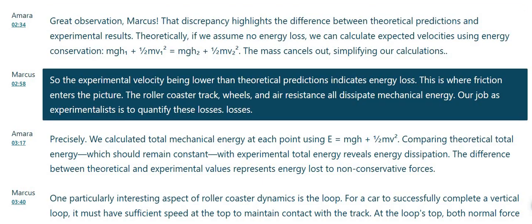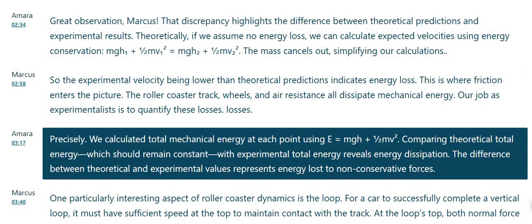So the experimental velocity being lower than theoretical predictions indicates energy loss. This is where friction enters the picture. The roller coaster track, wheels, and air resistance all dissipate mechanical energy. Our job as experimentalists is to quantify these losses. Precisely. We calculated total mechanical energy at each point using E equals mgh plus half mv squared.